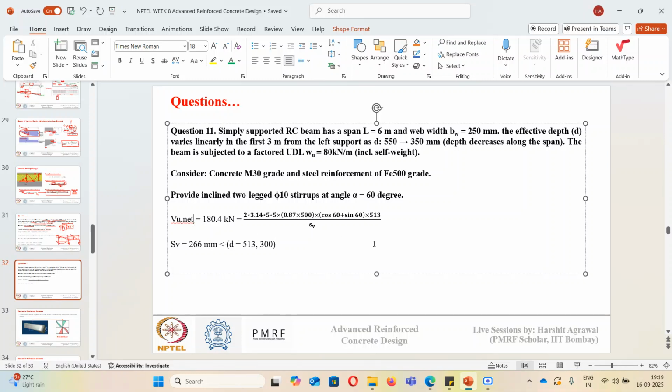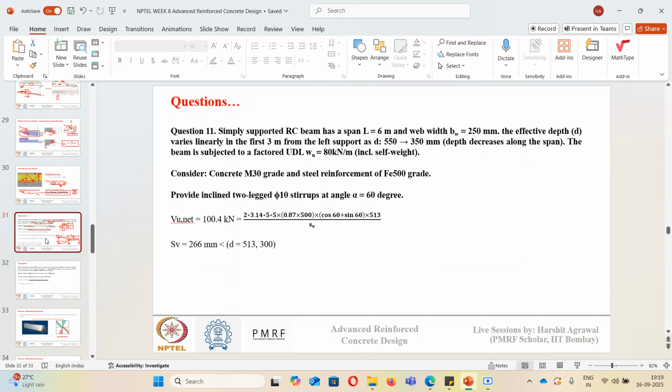From this Vu net, you can also deduct the concrete shear strength first. If you do that, this value will reduce. And if it reduces to, suppose, 100 or 90, then you can again check what the Sv is. If it is more than 300, then you can reduce. I did this calculation without deducting the concrete shear strength. You can just check once; that reduction you can do if you want. So this is how we approach it.